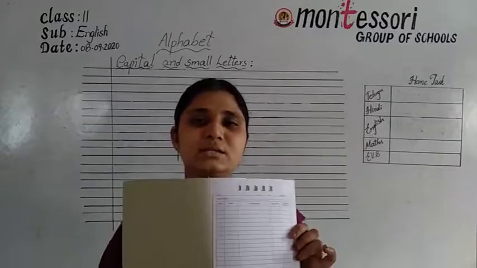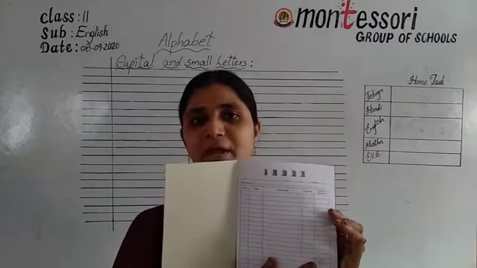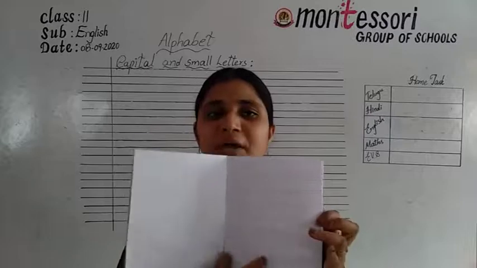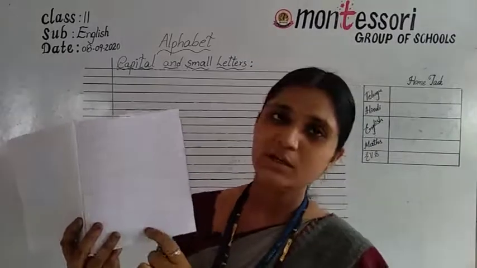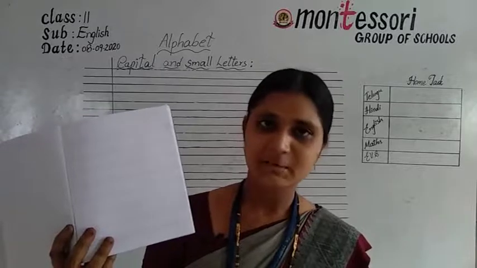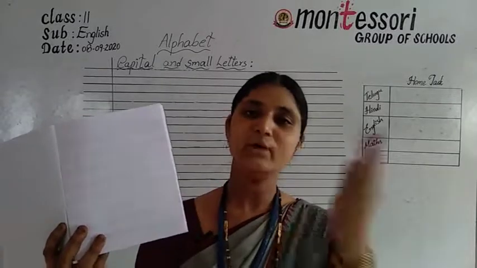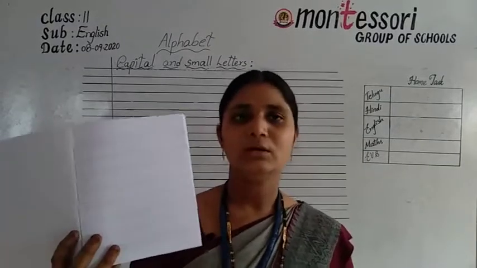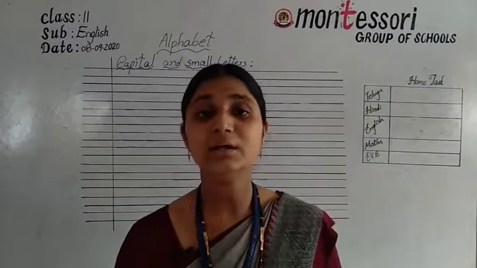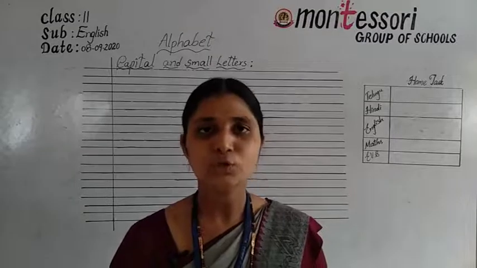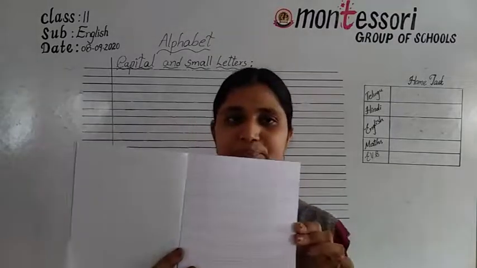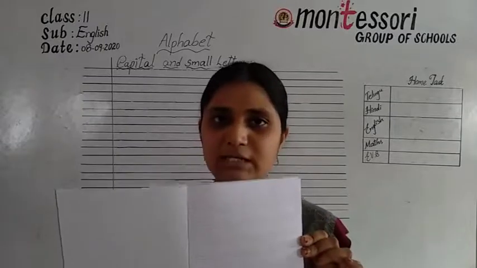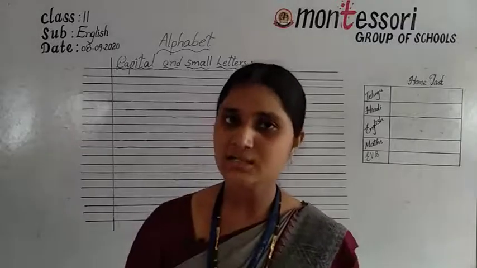This is your classwork. Leave the first page to write your particulars, and then turn the page. On the first page, we are going to write alphabet. How many forms are there in the English alphabet? Two forms, capital and small. Two types of letters are there, capital letters and small letters, isn't it? So, here on the first page of our classwork, we are going to write the alphabet, that is capital and small letters.